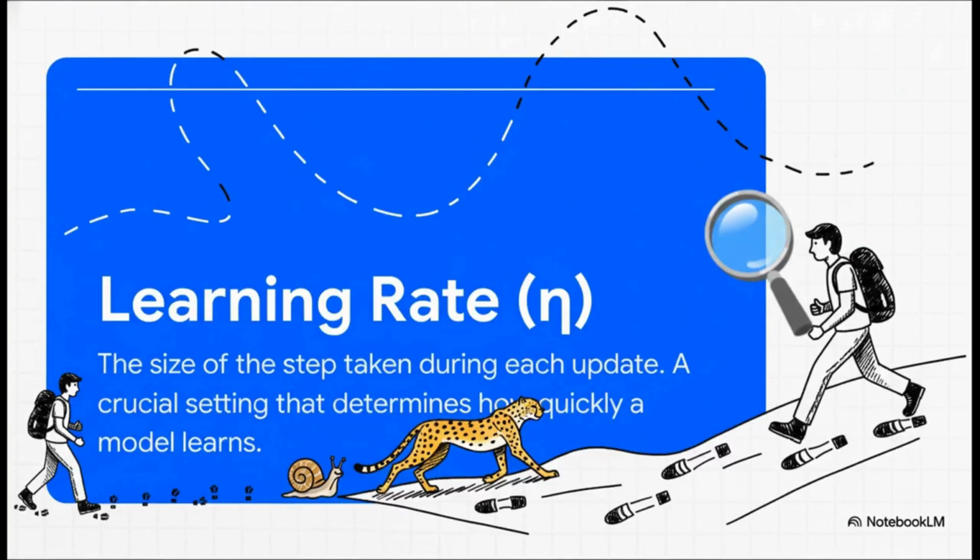Now, knowing the direction is only half the battle. The other crucial piece is the size of our step. This is controlled by a setting called the learning rate.